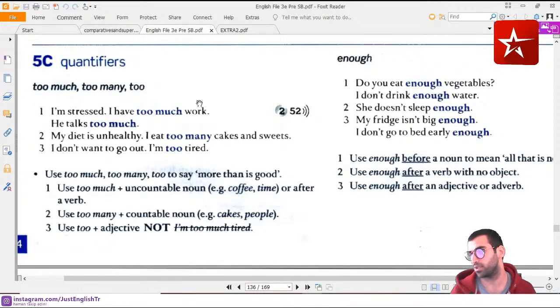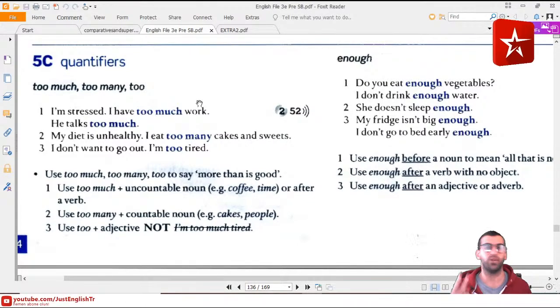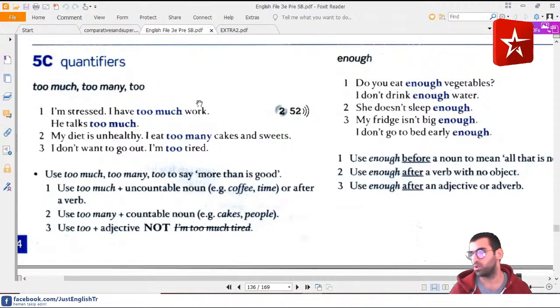For example, something is good. Yes, miktar, Sıla says. Hello Alia, welcome. Yes, if we are talking about miktar, if we are talking about quantifiers, we have to use too much, too many, and too. Why do we use too much? We use too much before uncountable nouns. As you know, in English we have two types of nouns: countable nouns and uncountable nouns. If we are talking about countable nouns, we will use too many, and if we are talking about uncountable nouns, we have to use too much.